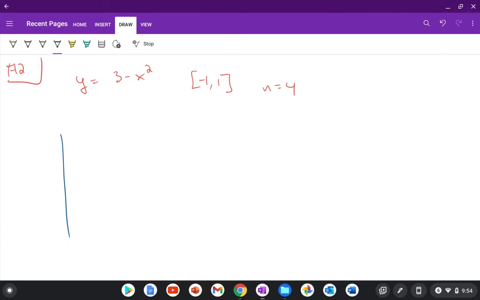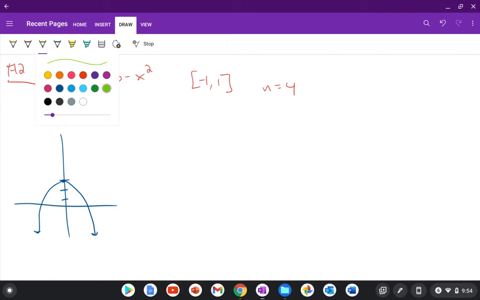So I'm going to draw a little illustration. This one is an upside down parabola, shifted up 3. So it goes like this. And for this one, we're looking on the interval from -1 to +1. So we're looking at the area from here to here. All right, so first one, let's go ahead and start with our left sum.